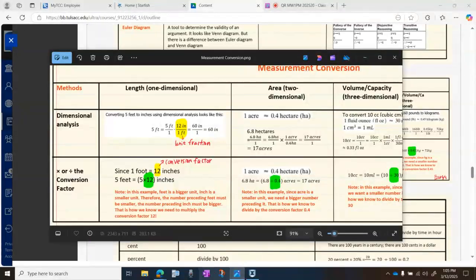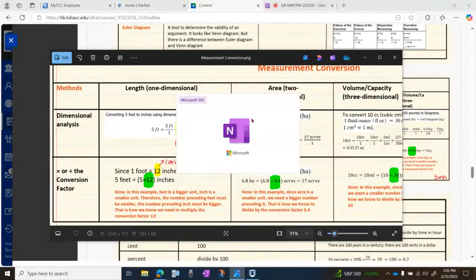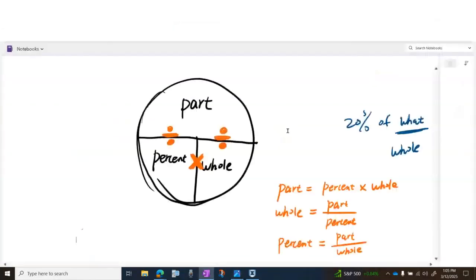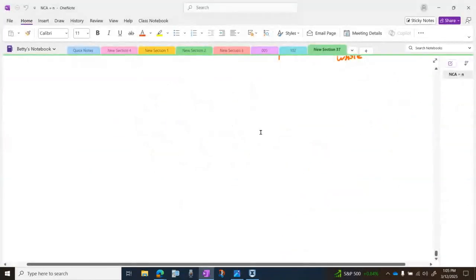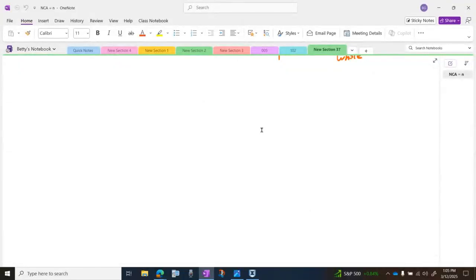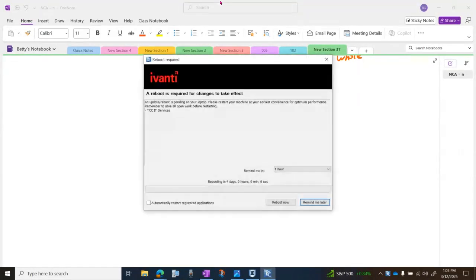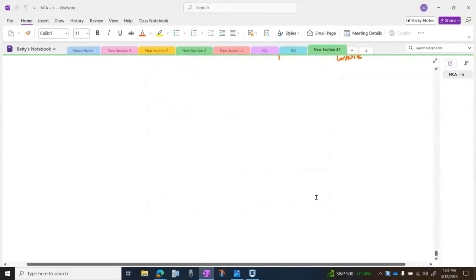So firstly, for example, we want to convert. Give me 1 second to find my stylus. Okay, it's here. Remind me later. Okay.